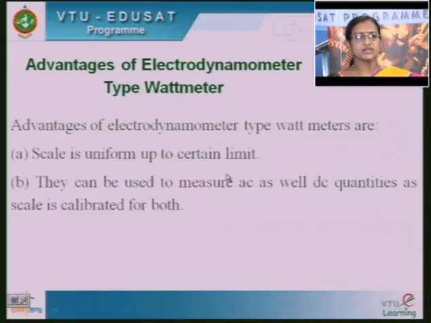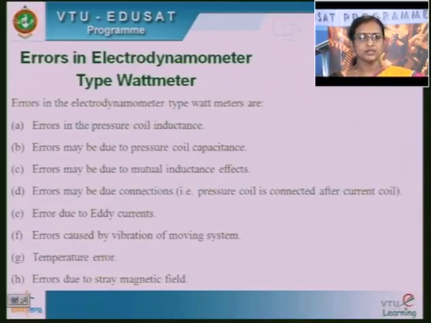Now, you see what the advantages are. Here I already told you the scale is uniform up to a certain limit, and they can be used to measure AC as well as DC quantities, as the scale is calibrated for both. So, these are the errors you can consider.